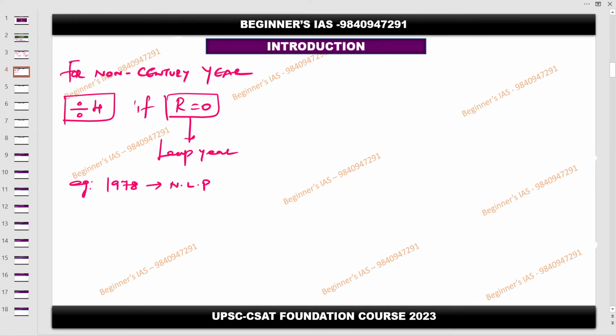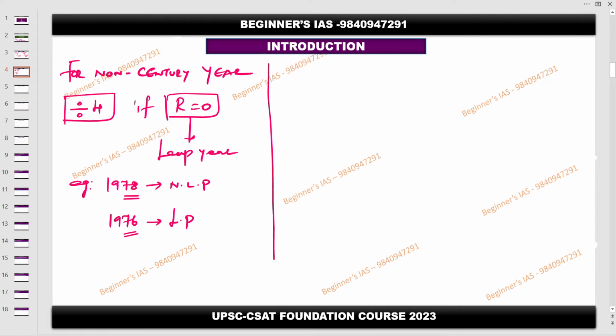Listen carefully, it is simple. Don't divide fully. What is the divisibility by 4 concept? Check the last 2 digits. If the last 2 digits are divisible by, or a multiple of, 4, then the whole number is divisible by 4, and you can say that year is a leap year, or else it's a non-leap year. 1976 is a leap year. Understood? 76 is divisible by 4, therefore 1976 is divisible by 4. You will get the remainder as 0. Therefore, it is a leap year.